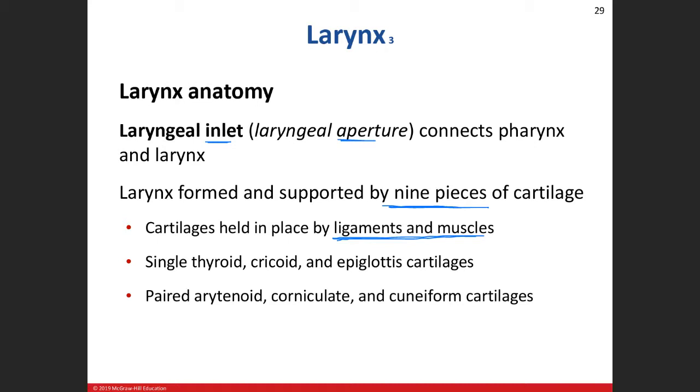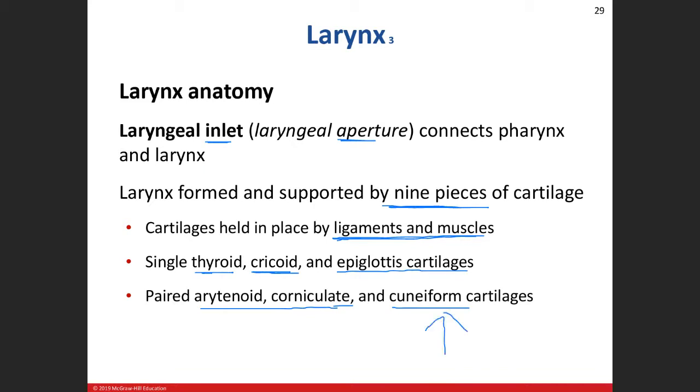So the paired and the single cartilages. We've seen the thyroid before. The cricoid cartilage sits right below the thyroid, and then you have your epiglottis cartilage. Again, that is going to be associated with that flap-like structure that helps to protect the opening of the glottis. Then we have the paired arytenoid and the corniculate cartilages, and the cuneiform cartilages.